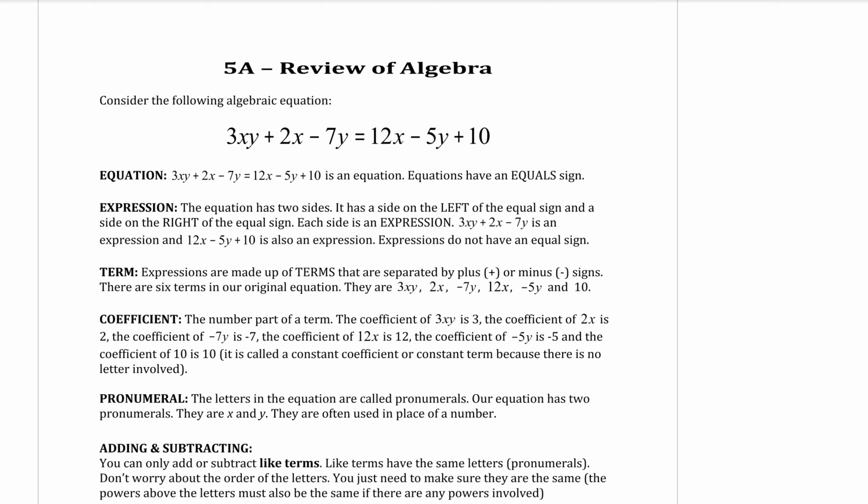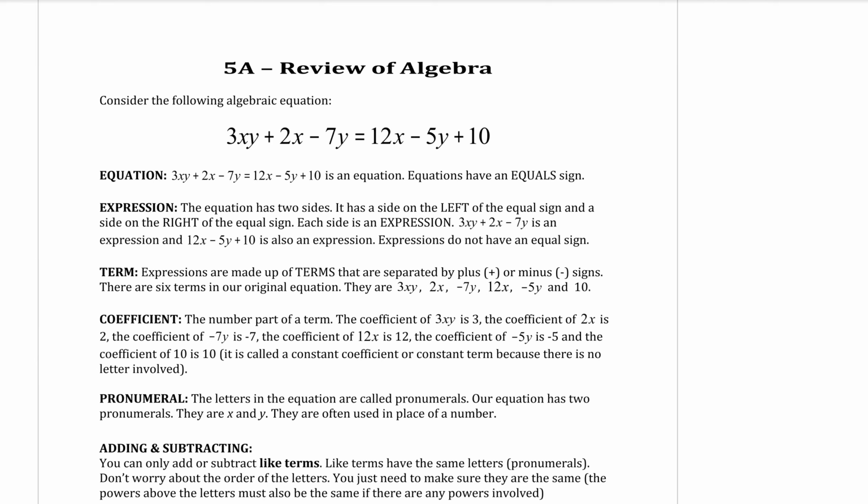This section is review of algebra, and that's exactly what it is. All familiar things that you have done before. So it says, consider the following algebraic expression: 3xy + 2x - 7y = 12x - 5y + 10.